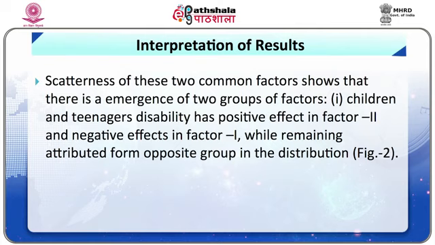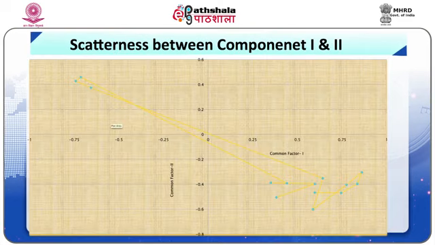The scatterness of these two common factors shows that there is an emergence of two groups of factors. Number 1, children and teenagers' disability has a positive effect in factor 2. Number 2, negative effects in factor 1, while the remaining attributes form the opposite group in the distribution. Figure 2 shows you the scatterness between common factors 1 and 2 in the disabled population in India.